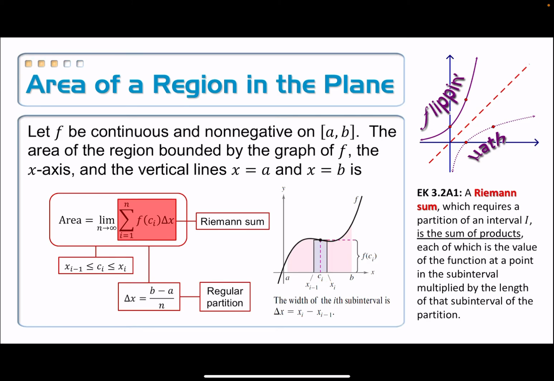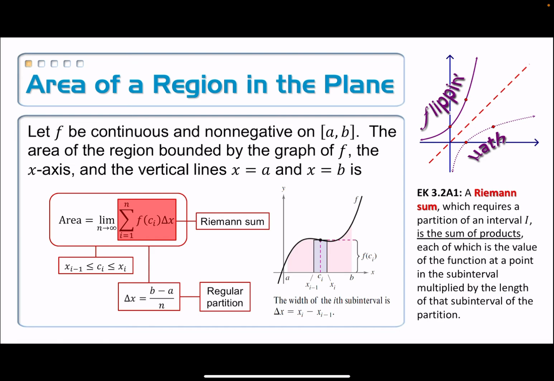Now, I call your attention to the fact that right up here in this first sentence, your function has to be continuous, and it has to be non-negative, meaning that we want our function to be up above the x-axis in order to find the area underneath the curve up above the x-axis, right? So let's see what happens when we violate at least one of those things.